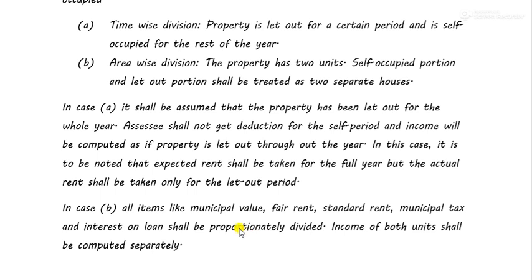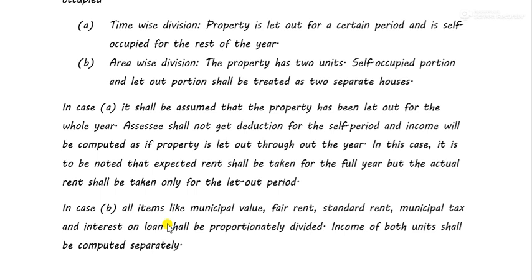It can happen vice versa, if let out is 60% and self-occupied is 40%. So all these items shall be divided. You can say that there are two house properties, although there is one house property. When there is area wise division, it won't be wrong to say that there are two house properties and the value needs to be divided among them.